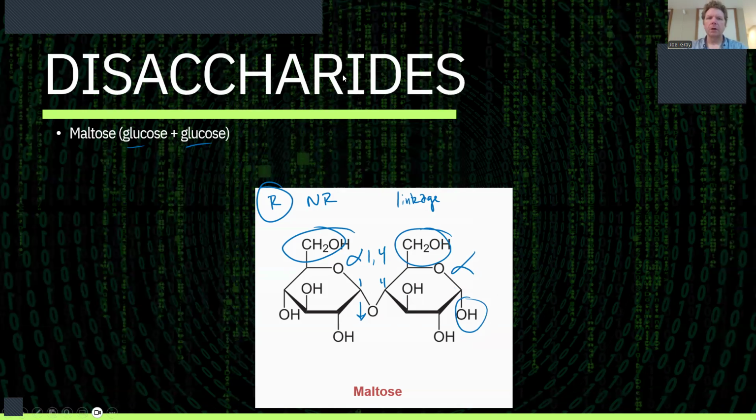Okay, I hope that was helpful. Know these, know what they're made up of, be able to identify the linkages, and be able to identify whether it is a reducing or a non-reducing sugar.